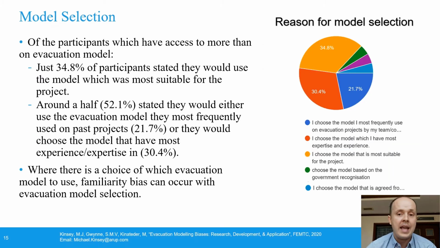Of the participants which had access to more than 1 evacuation model, just over 1/3 stated they would use the model which was most suitable, and around a half stated they would either use the evacuation model they most frequently used on past projects, or they would choose the model they have most experience with. So what we're seeing here is a clear bias by a sizable portion of users to use a model, even though they have a choice to use other ones, based on familiarity. And this familiarity bias seems to be quite prevalent here, when you look at the proportions of people.